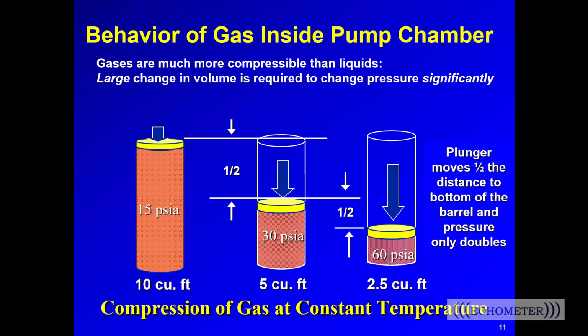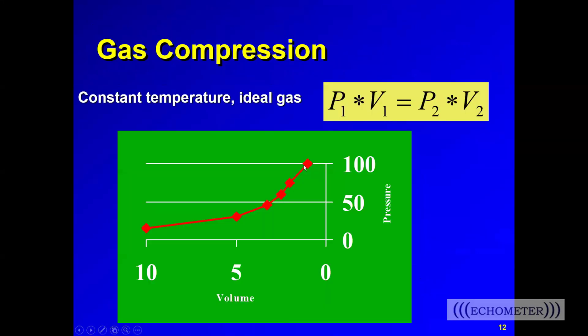Gases are much more compressible than liquids, so a large change in volume is required to significantly change the pressure inside the pump barrel. So in this example here, you have 10 cubic feet of gas inside a barrel, and the beginning pressure is 15 psi. The plunger would have to move half the distance to the bottom of the barrel just to double that pressure to 30 psi, and then halfway again to double the pressure to 60 psi.